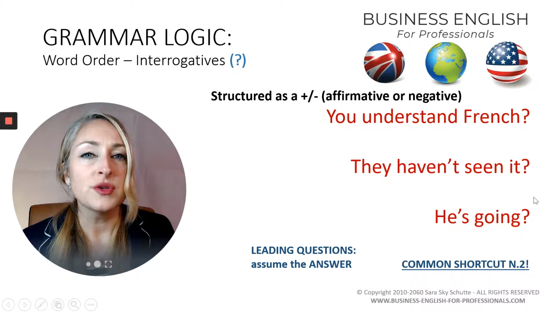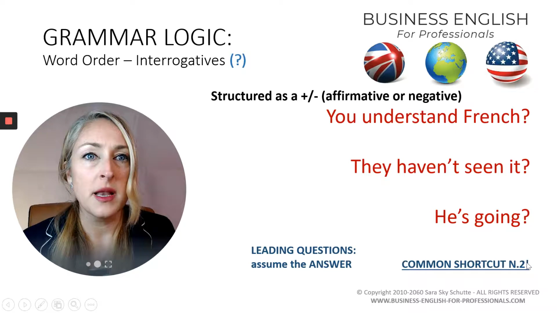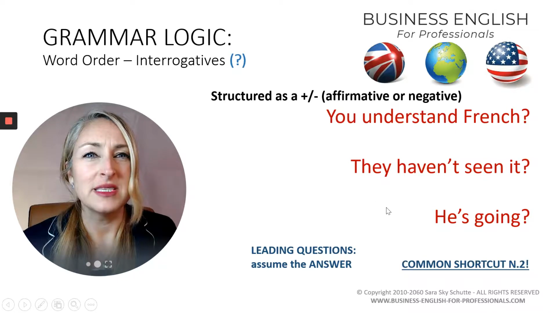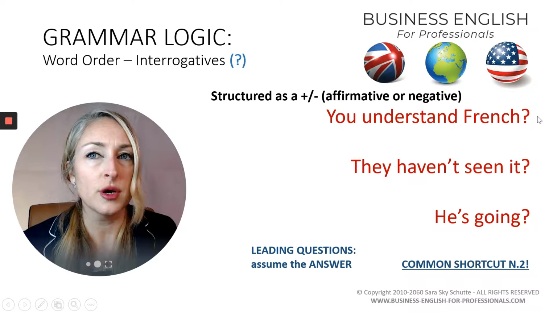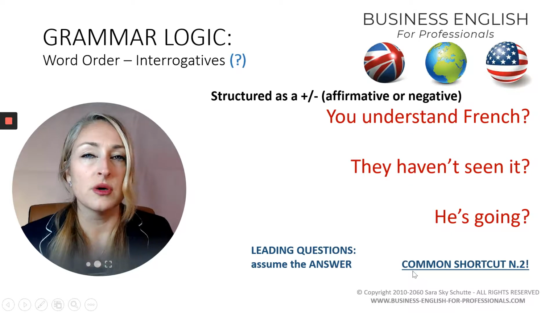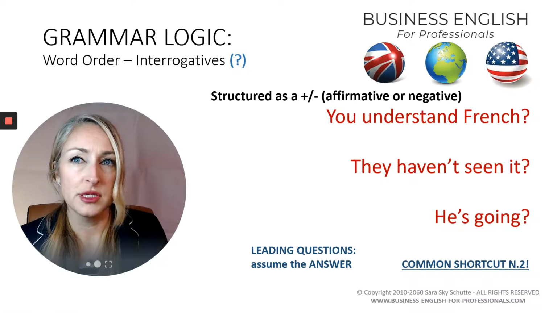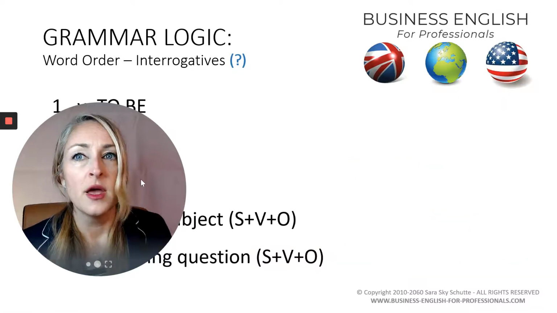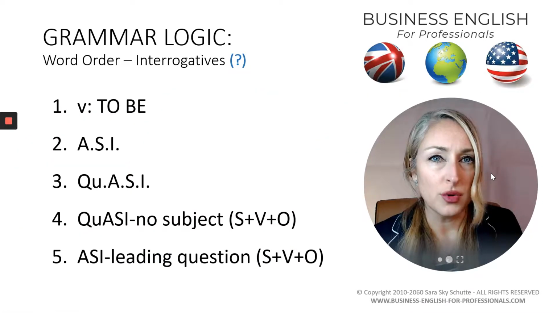And then you also have this one, which is common shortcut number 2. And this is, you understand French, or they haven't seen it, he's going. So it's just structured as an affirmative or negative sentence, but you have the intonation at the end with a question mark, and you understand it's a question. So instead of saying, do you understand French? That's correct. You understand French? That is it for our interrogatives.